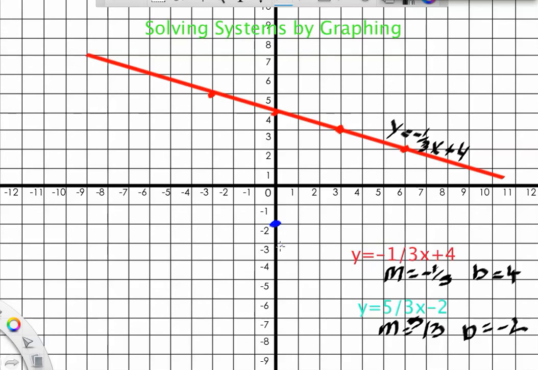And now I'm going to use, again, the slope, or m value, of 5/3 and the technique of rise over run to get my other coordinates. I'm going to go up 5, 1, 2, 3, 4, 5, and over 1, 2, 3. Whoa, what do you know? It intersects at that point. But again, I need 3 points to create this line.